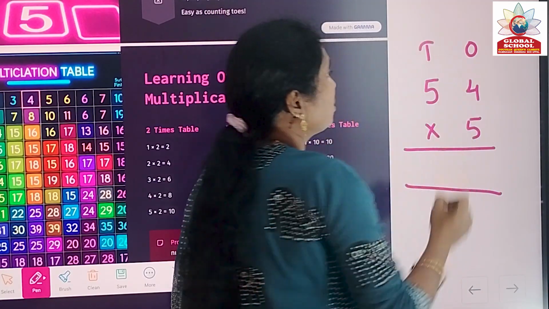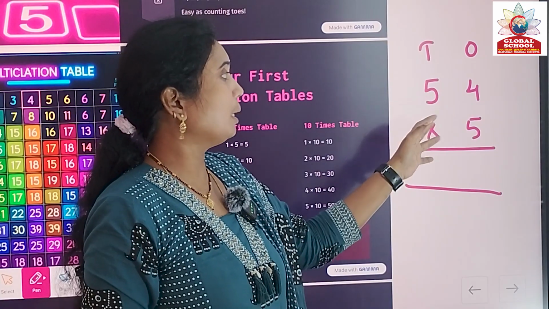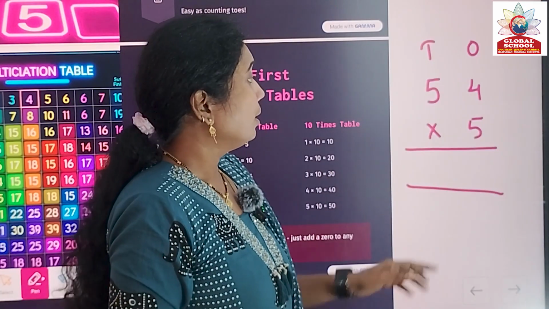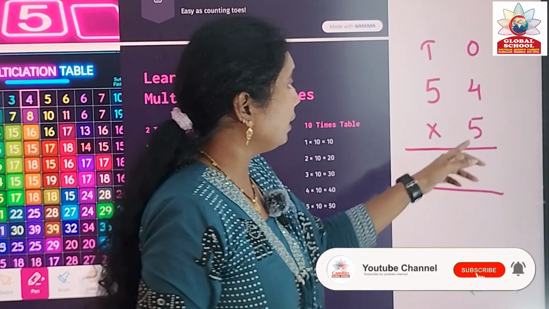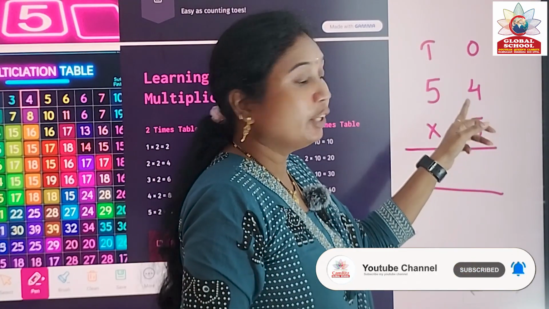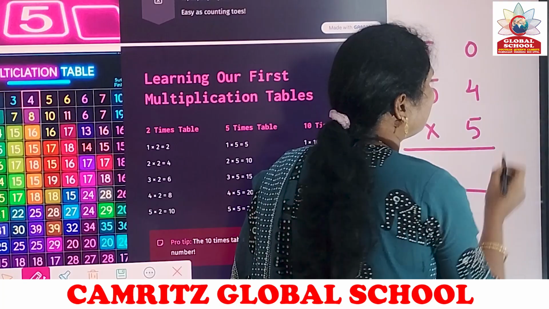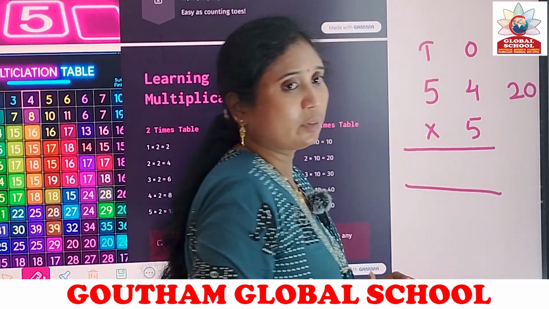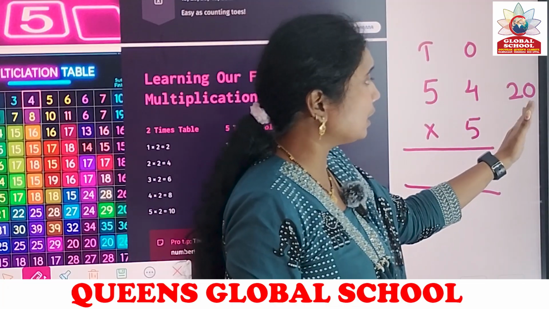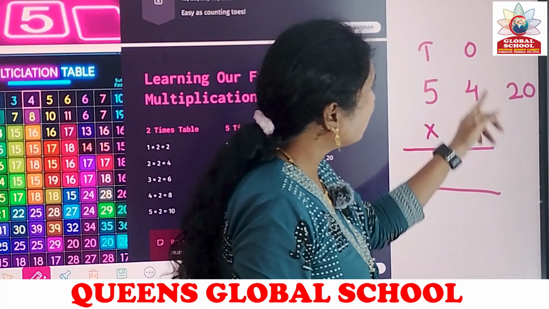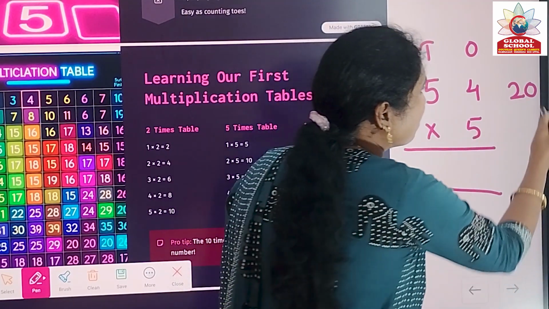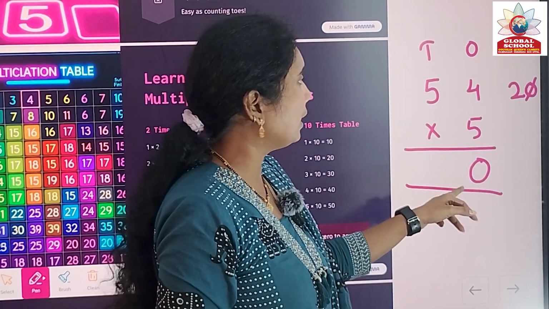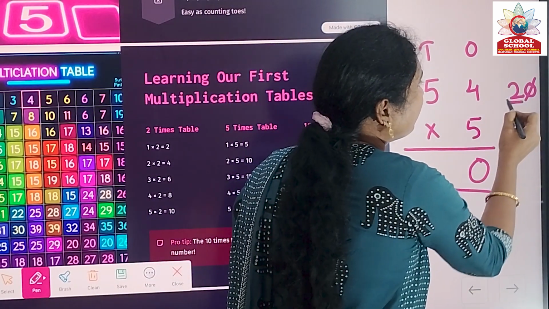So the number is 54. We have to multiply by 5. But here you observe carefully. 5 fours are 20. That 20, first you write on the right side of your sum. Now the ones place number, cut and write in the ones place. And the next number we have to add with the next product.